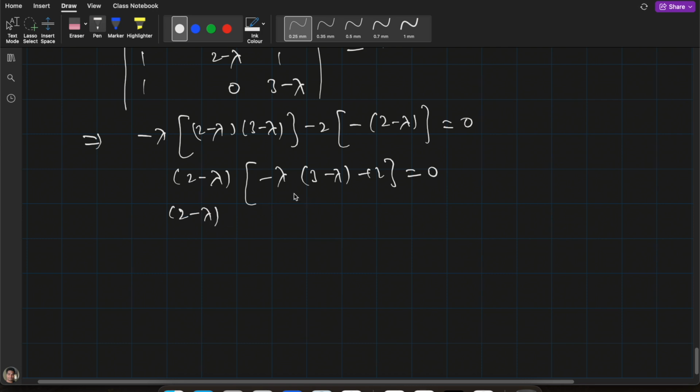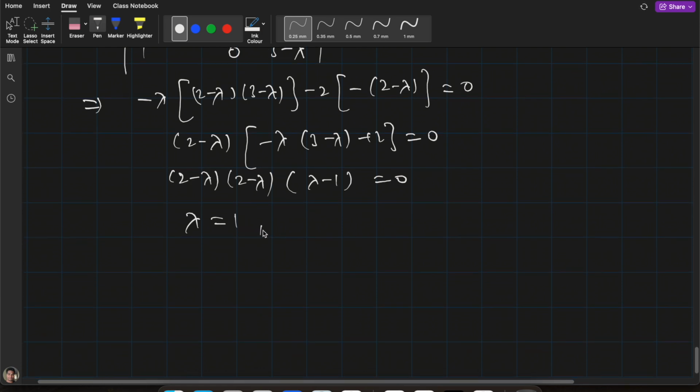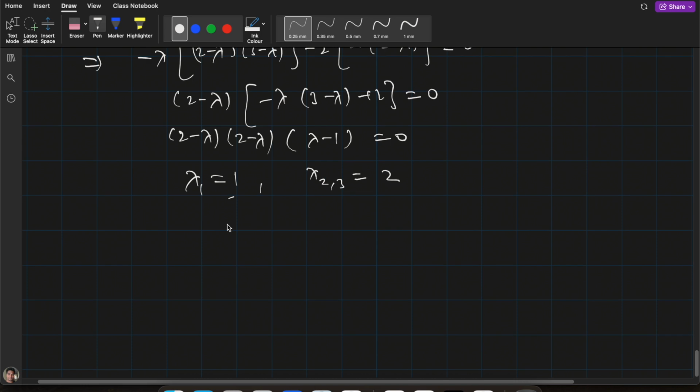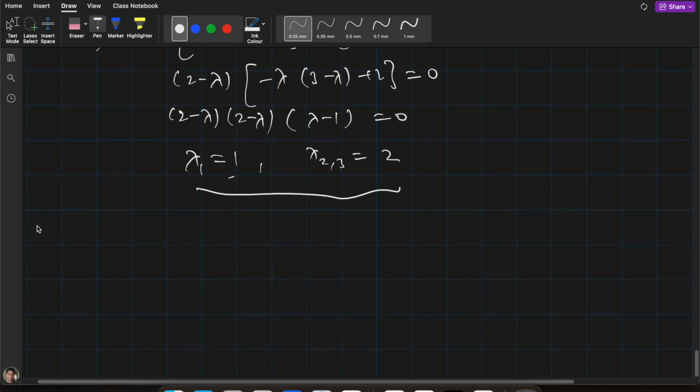So you will get 2 minus lambda and another 2 minus lambda, and the different one is what? Lambda minus 1 equal to 0. Which means that you have lambda 1 equal to 1, and lambda 2, lambda 3 are both the same, equal to 2. Okay, so these are the eigenvalues. Now I want to find the eigenvectors. So what will I do? For lambda equal to 2, that is lambda 2, 3.